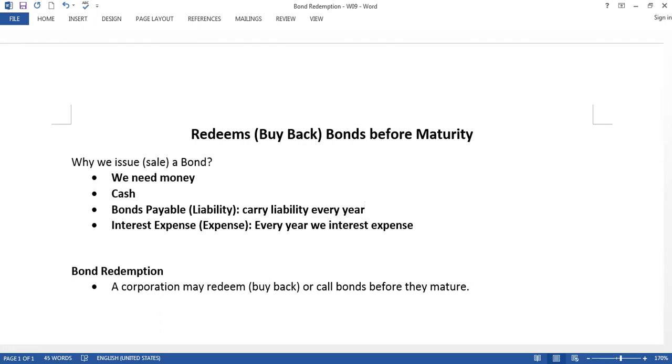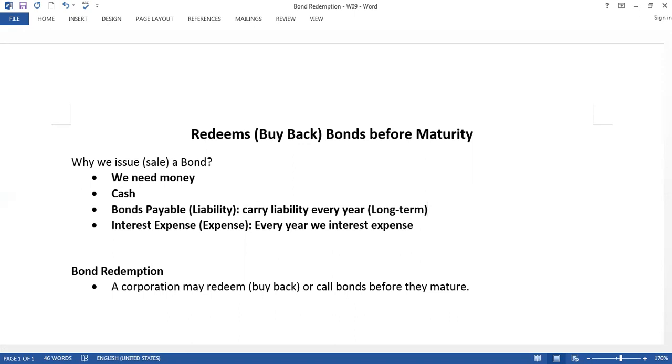So we need money, so we sell a bond. After selling the bond, we receive cash. In one sense it is good news, your asset increases, but at the same time our liability increases, right? And as we carry the liability every year, it means that this is a long-term bond, a long-term liability. If our bond term is 5 years, we have to carry this liability 5 years. If it is 20 years, we have to carry it 20 years, right? And every year we have to pay the interest expense.